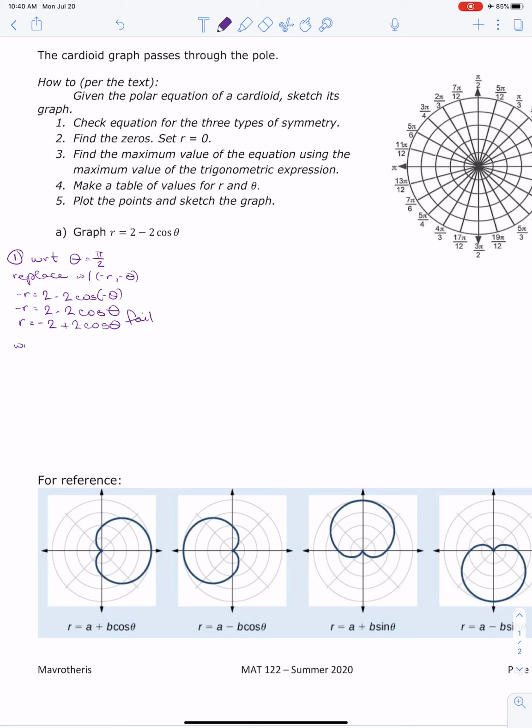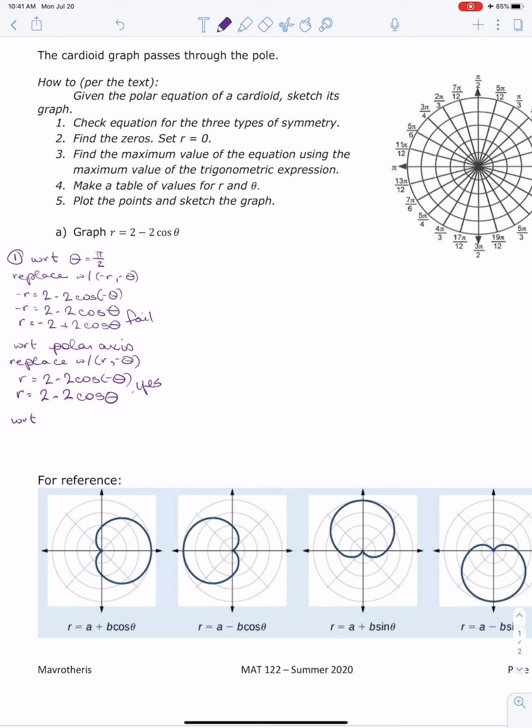So now we're going to look at the polar axis. So with respect to the polar axis, here we're going to replace r theta with r negative theta. I get r equals 2 minus 2 cosine negative theta. We just talked about the fact that cosine is an even function. So this becomes 2 minus 2 cosine theta. So this one's a yes. This is going to be symmetric across the polar axis.